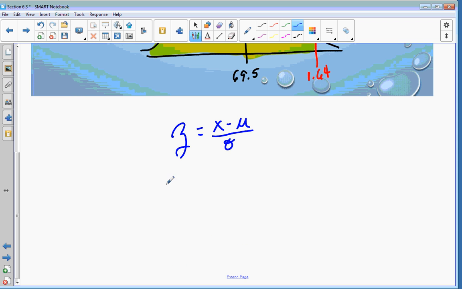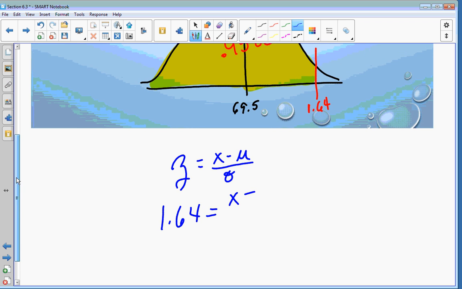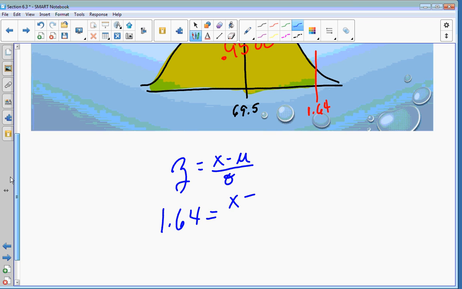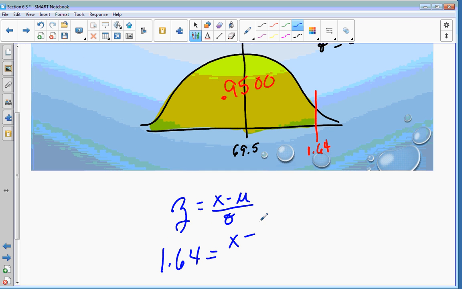Let's fill in the blank. Z we found to be 1.64 is equal to x. Well, x is what I want. I want to know the height of men at the 95th percentile. Minus mu, I've forgotten what mu is. I'm sorry, mu is the mean, 69.5, divided by the standard deviation, which is 2.4.